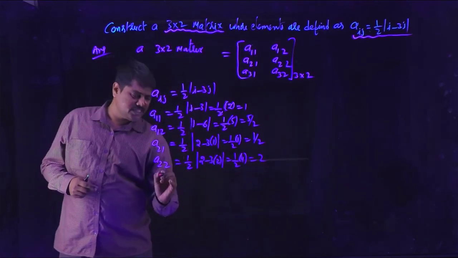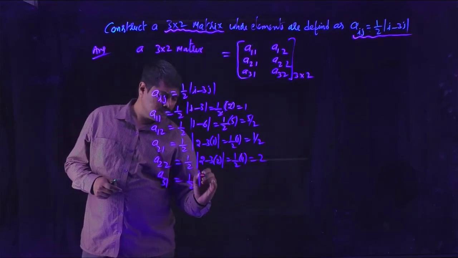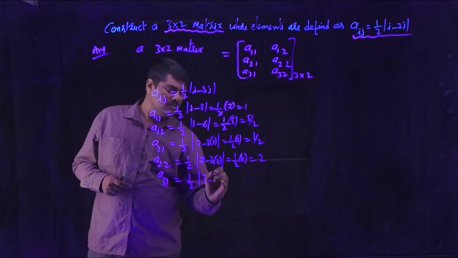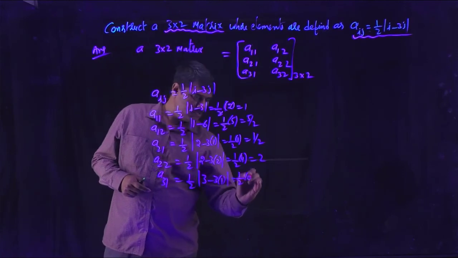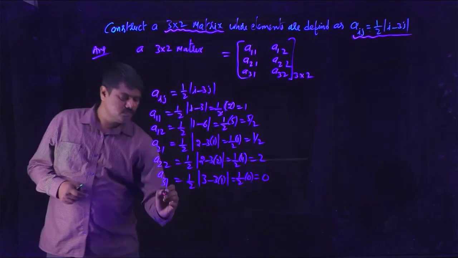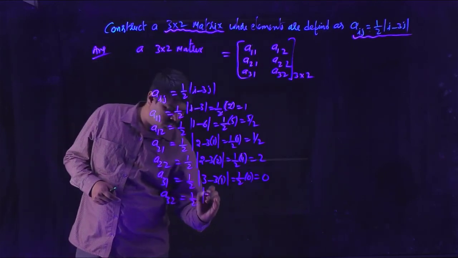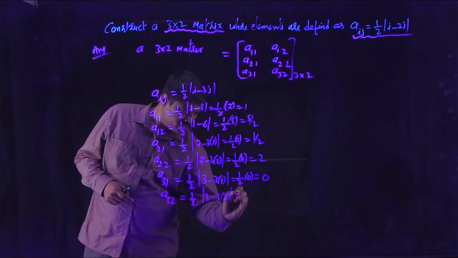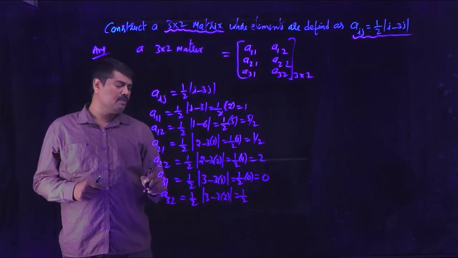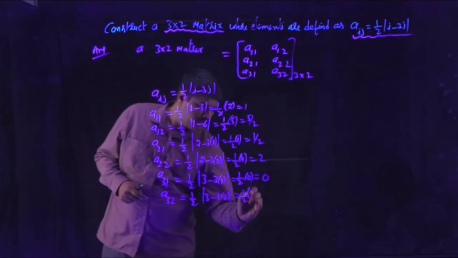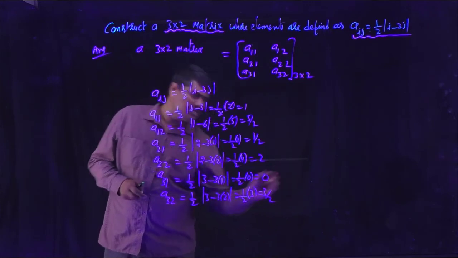Now what is the next element? A31: 1 by 2 mod of 3 minus 3 into 1, that is 3 minus 3, which is 0, and 0 into anything is 0. The last element we require is A32: 1 by 2 mod of 3 minus 3 into 2, that is 3 minus 6, which is minus 3, mod of minus 3 is 3, so you will get 3 by 2 as the answer.